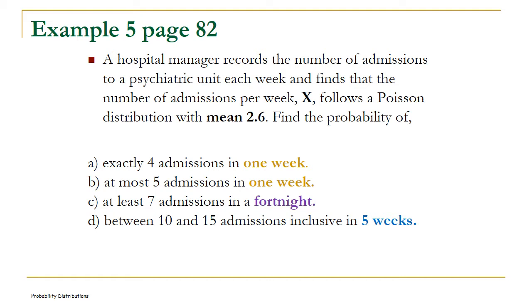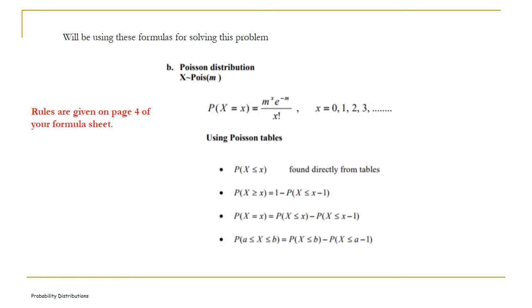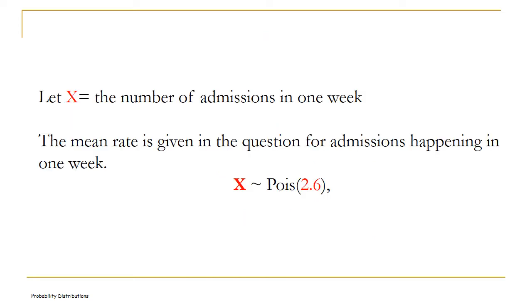To solve this question, I need my Poisson distribution tables. These tables are given to me in the book, and they're also given to me on page number 4 of our formula sheet. I will define the variable, so I will write x equals the number of admissions happening in 1 week. We have to make sure that we specify the time clearly when we're writing the definition of variable x.